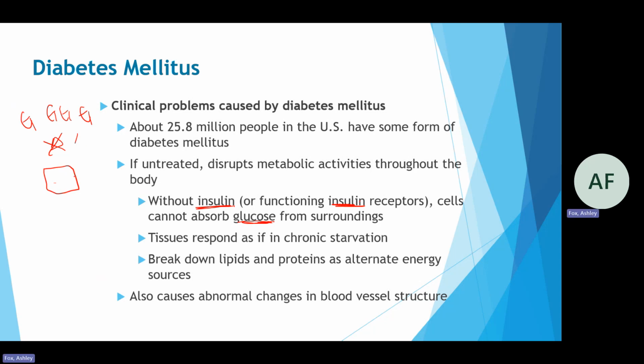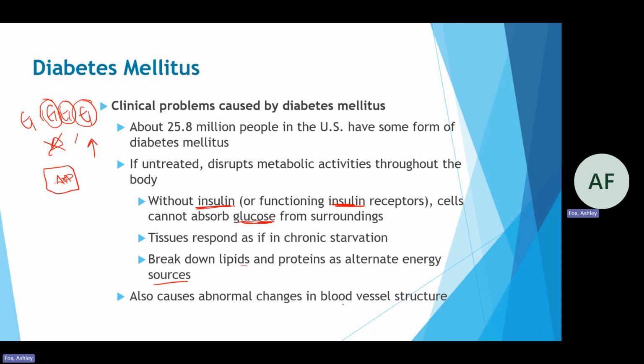The cells are sending signals that there's not glucose, even if there are tons of it, because there's no insulin. So you continue to increase your blood glucose. You're going to break down lipids and proteins, trying to use those as energy sources and convert them to glucose, and you're also going to use lipids in other ways to make ATP. So you're going to break down your fat, you're going to lose weight, you're going to break down your muscle mass.